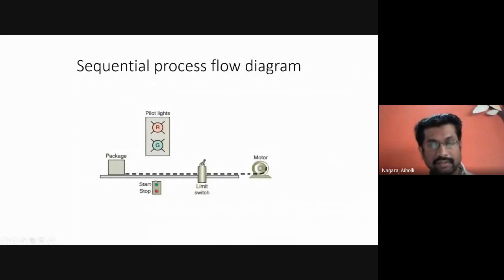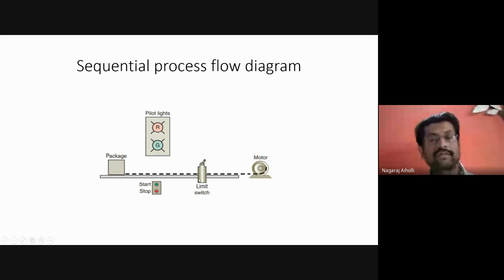So when the green LED glows and the motor is started, the package will start to move on the conveyor belt. As the package comes nearing the limit switch, it will stop. That means that is the end of that package. Then the user or service person will pick the package, or the package may be diverted to some other route.